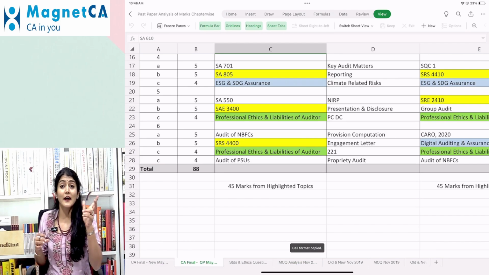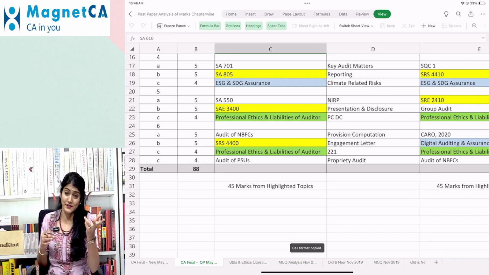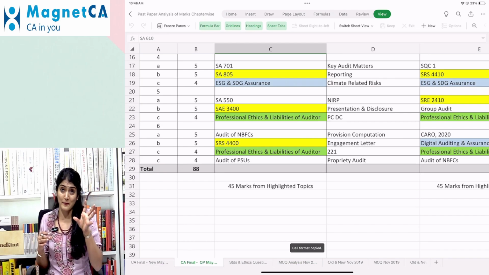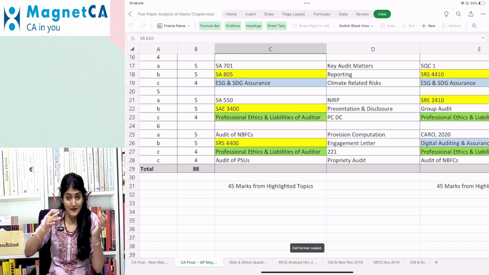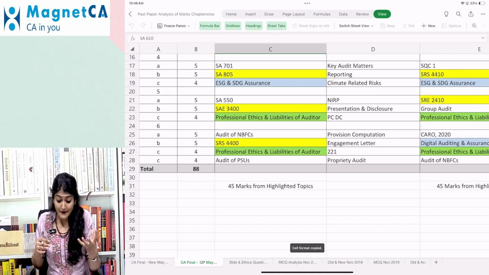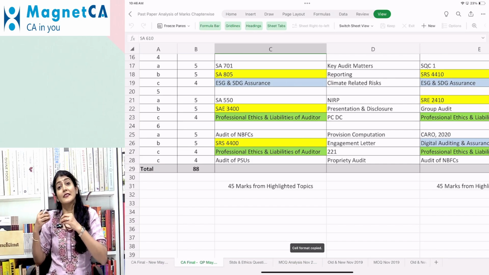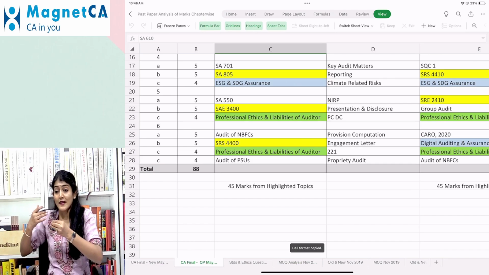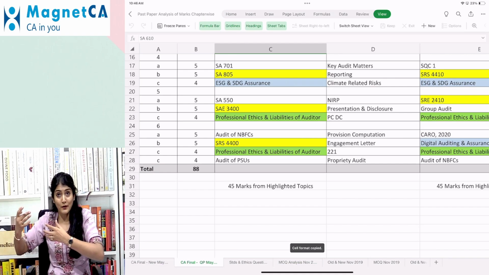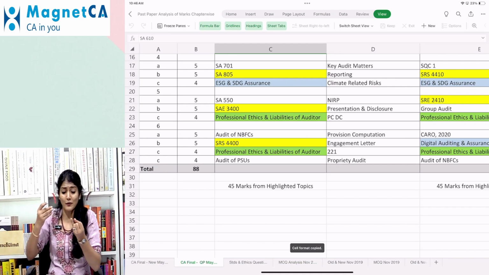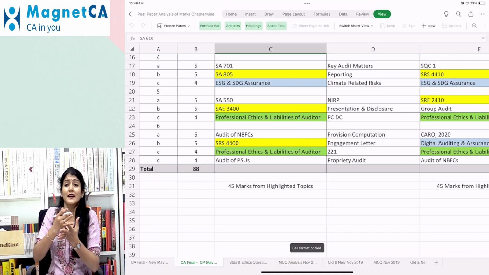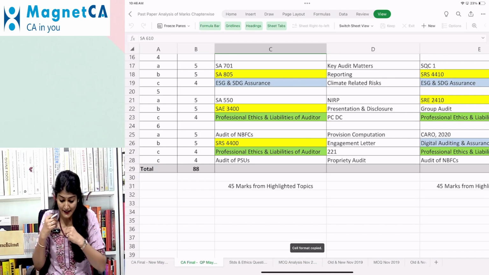Right, then a question regarding 4400, which is regarding the agreed upon procedures regarding the financial information. Right, so again, the acceptance part, the engagement letter. Right, then again, a question regarding the ethics, wherein you are a CA in service and you're working as an employee and you're taking a cut from the CA, lawyer, agent, broker, customer by way of commission or gratification.